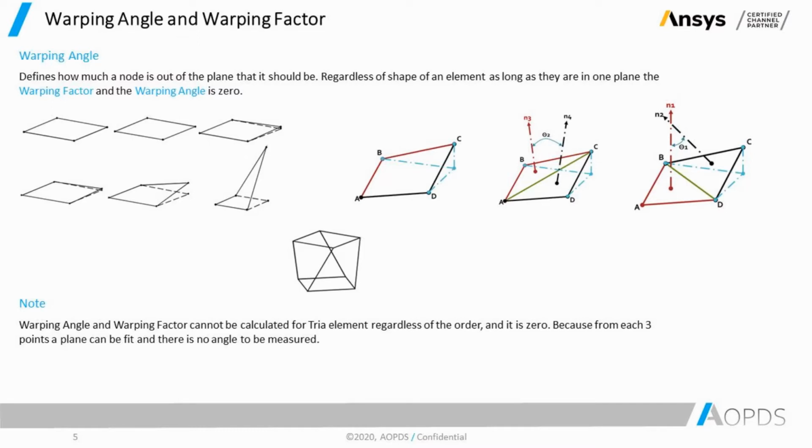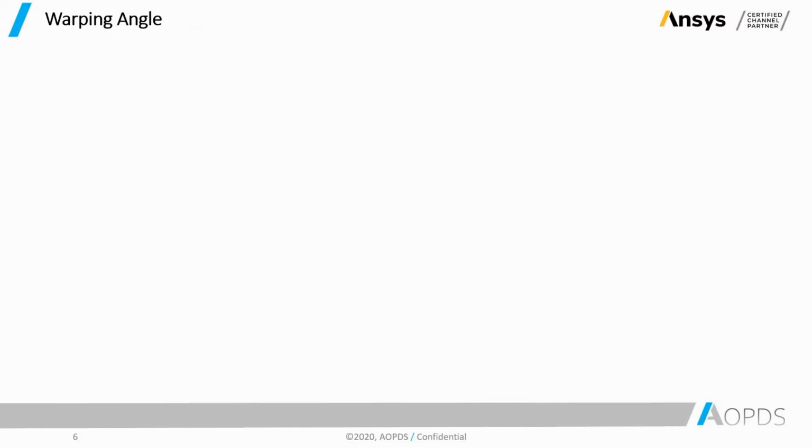Now, here is the question. How can we measure warping angle for 3D elements? Well, the warping angle for 3D elements is the maximum angle of all calculated faces. So we're going to have 6 faces in a cube, right? If we go ahead and measure the warping angle on each face, the maximum of all the angles is going to represent the warping angle of an element.